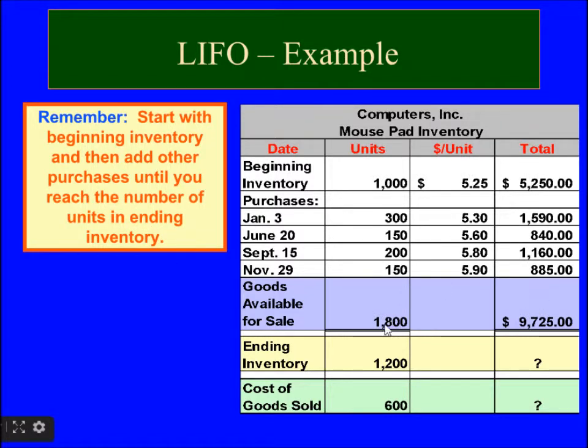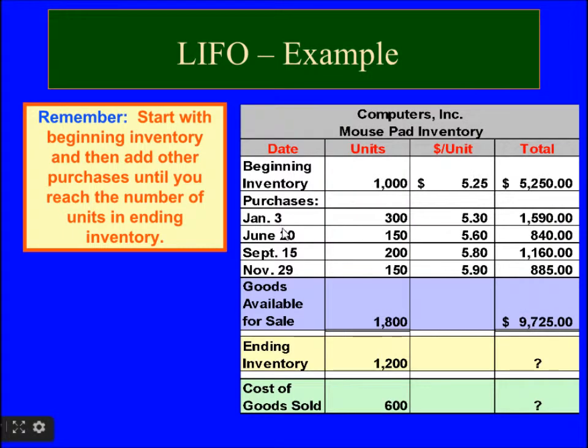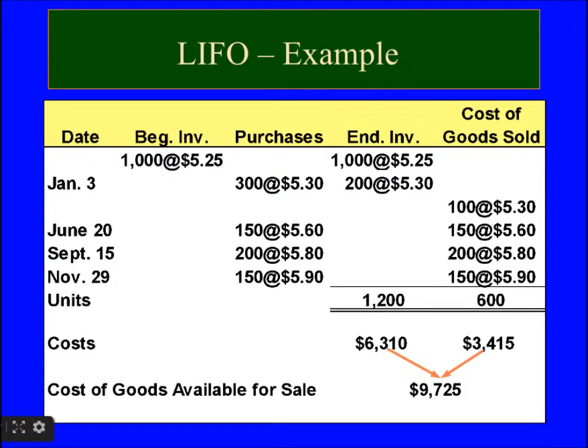So for 600 units, we need to start with the most recent purchase. Most recent purchase, last in, first out. So last in was on November 29th, which is at $5.90.